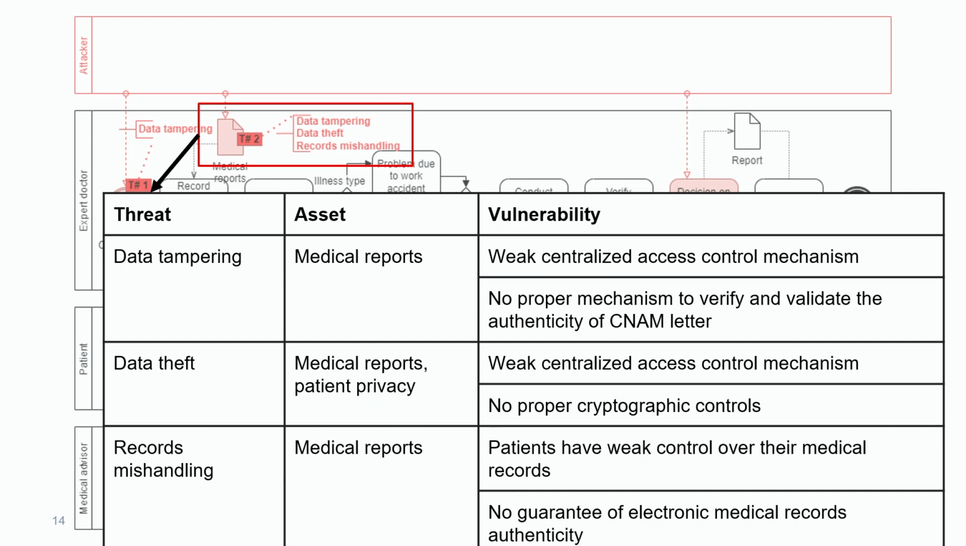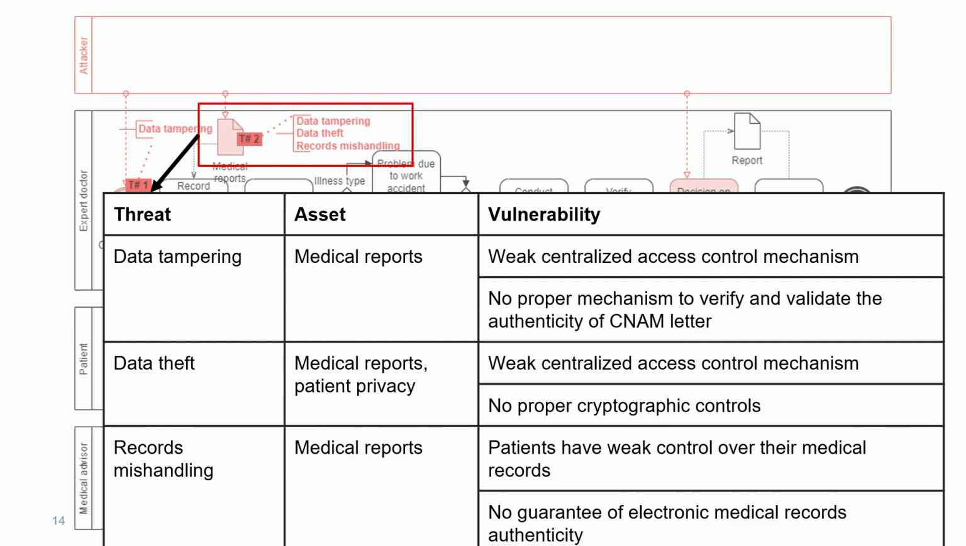The next threat point is again related to data tampering and data theft. The data tampering threat can happen on medical reports because the system has a weak centralized access control mechanism. Thus, an unauthorized user can access the patient medical reports and tamper with them. In the current system, the medical reports are stored in human readable format, for example plain PDFs, documents, and X-rays, and no proper cryptographic controls or encryption mechanisms are implemented.